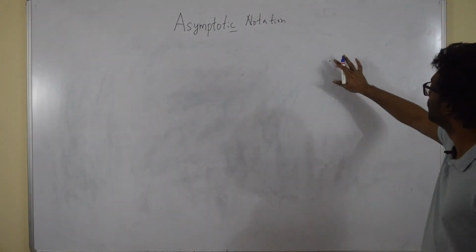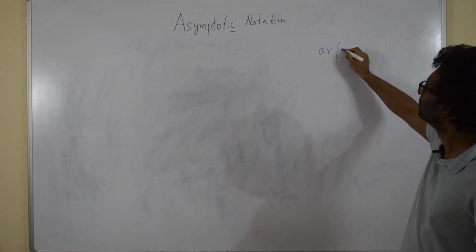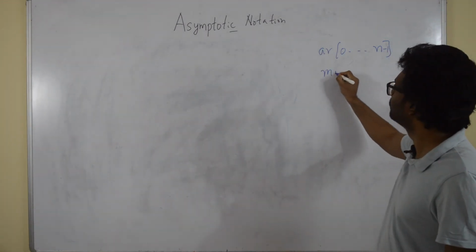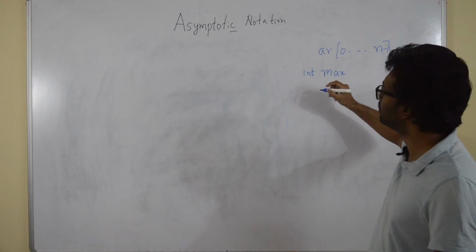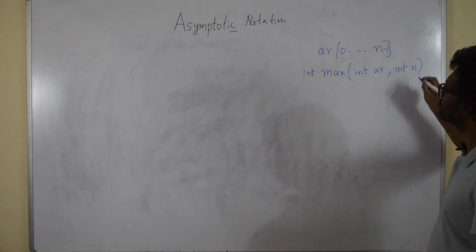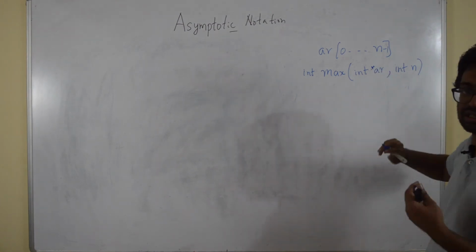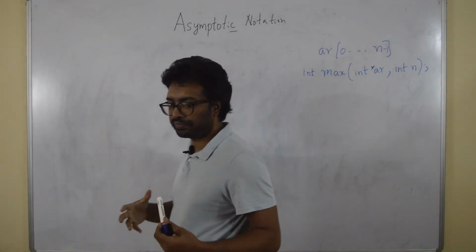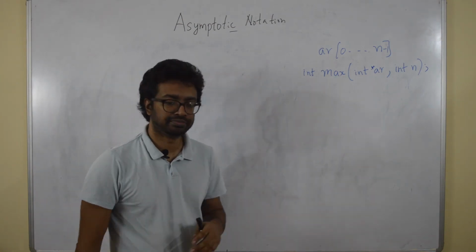So what I want is a function which takes an array, let's say an array AR of n integers, from 0 to n minus 1, and you have your function, let me call it max. The type of max should be int, and it should take this array. This is how in C you will take an array. The function should take this n element array and return its maximum number, the maximum in this array.